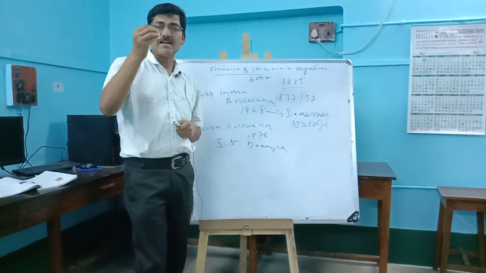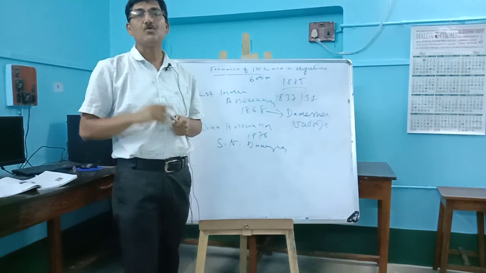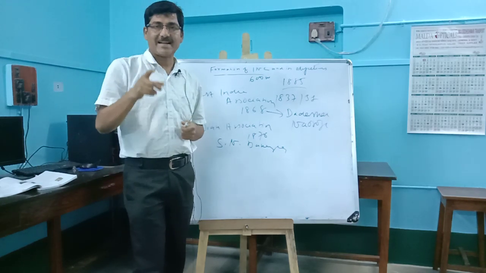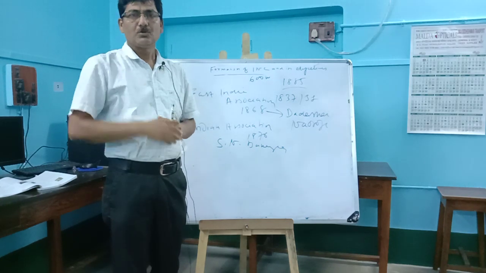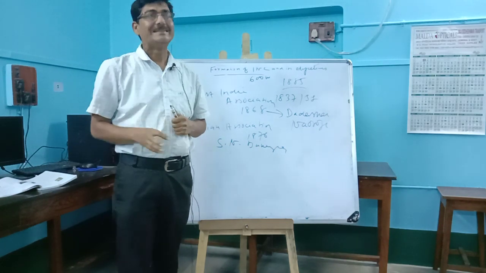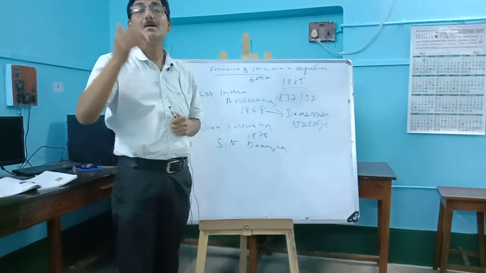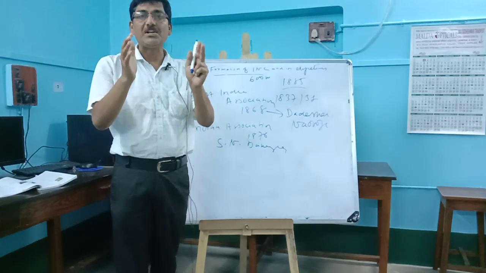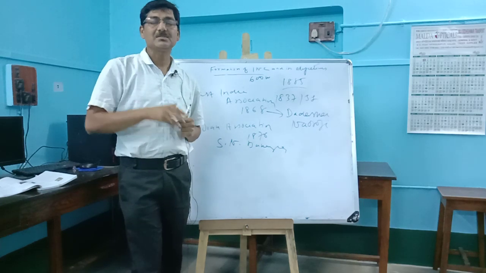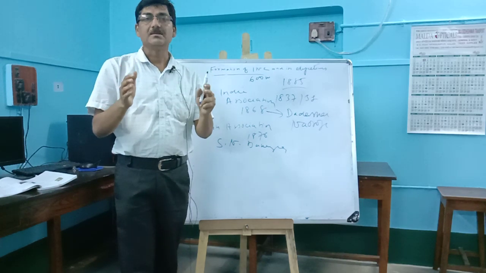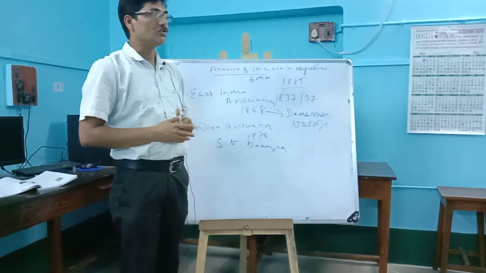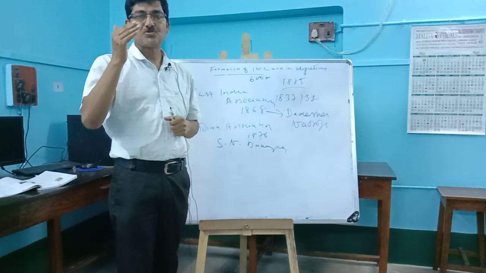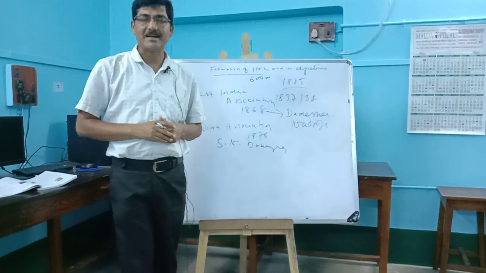The main objective of the Indian Association was to encourage the people to participate in political activities in the country. Second, to communicate with all those leaders who were working in different parts of the country for the cause of the motherland. Third, to act as the body of public opinion. And fourth, to develop good relations between the Hindus and the Muslims. With these four objectives, the Indian Association came into existence in 1876.